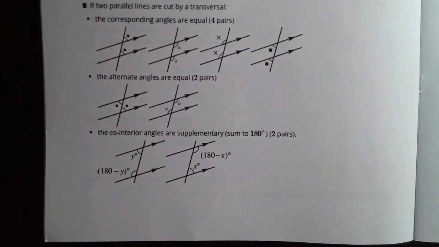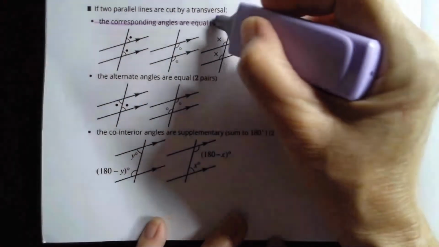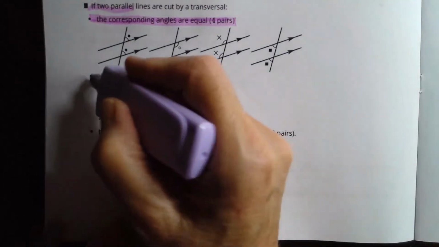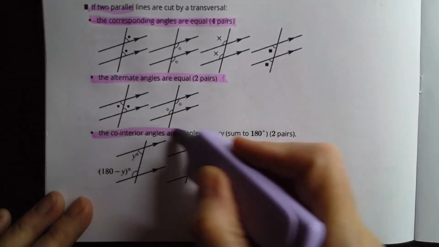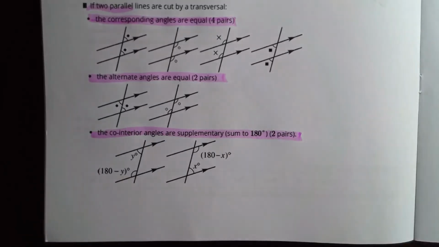So I'm just going to do that. I'm going to say corresponding angles are equal when lines are parallel. Okay, if the lines are parallel, the corresponding angles are equal. If the lines are parallel, the alternate angles are equal. And if the lines are parallel, the co-interior angles are supplementary. They add up to 180.